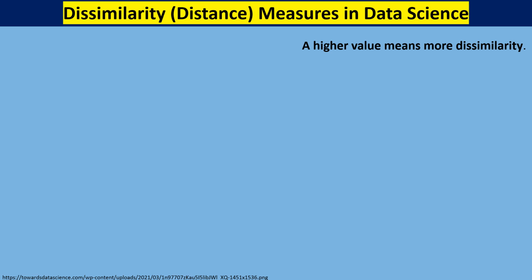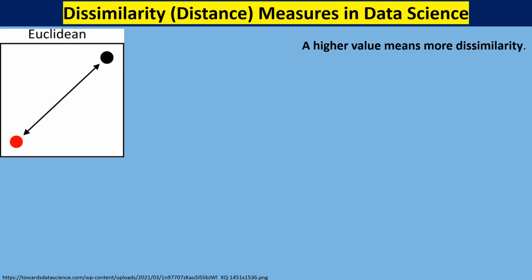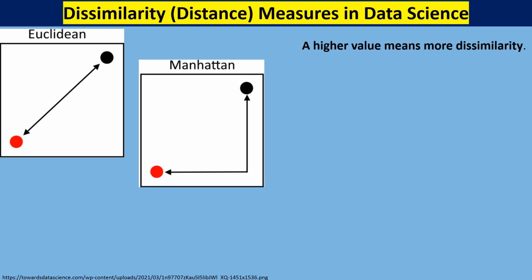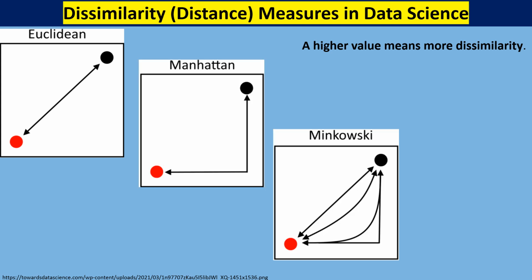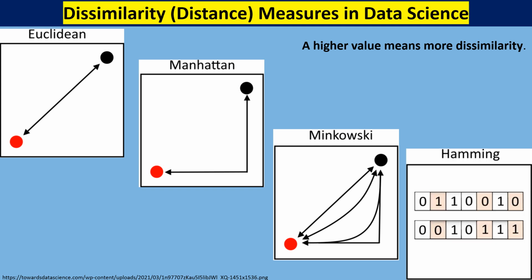Dissimilarity distance measures in data science: Euclidean, the sum of straight line distance in Euclidean space; Manhattan, the sum of absolute differences; Minkowski, a generalization of Euclidean and Manhattan; and Hamming, the number of positions with different values, used in strings.